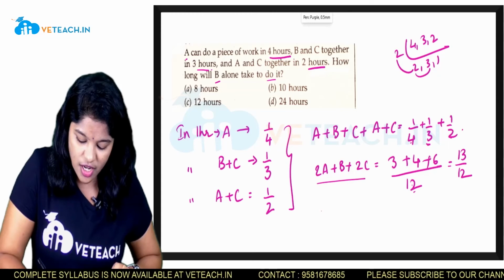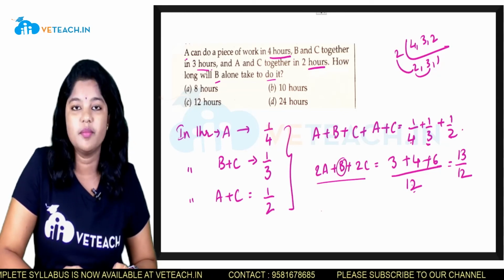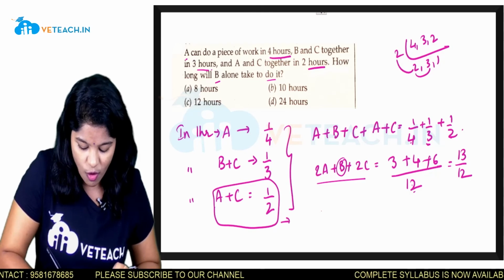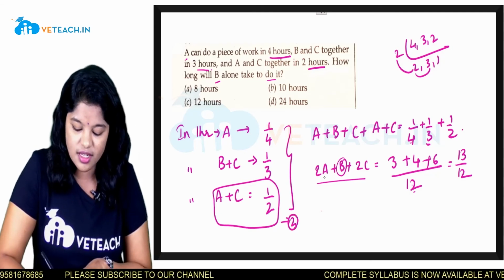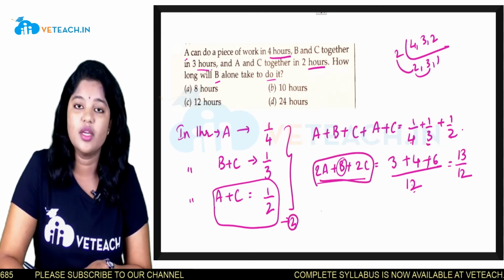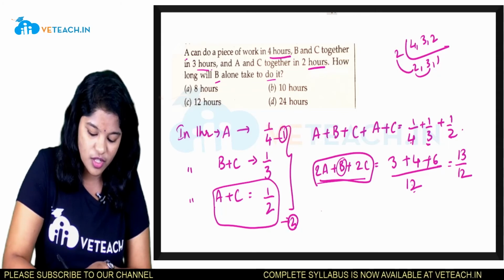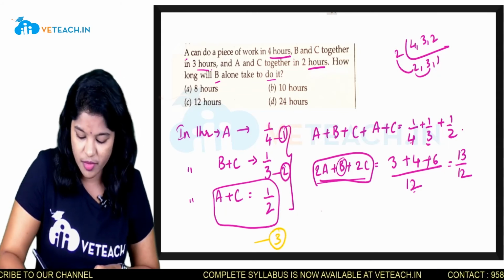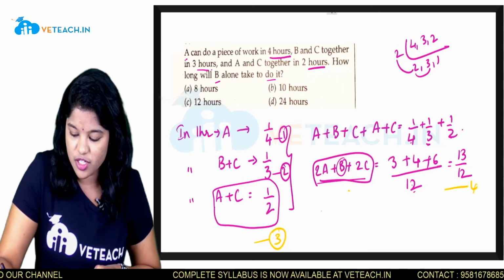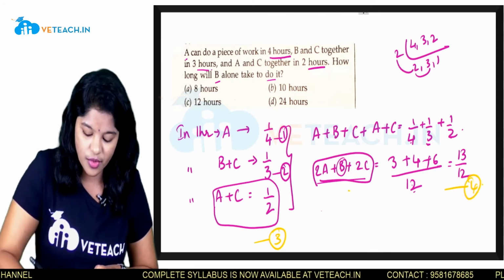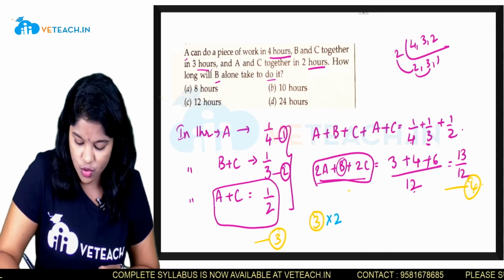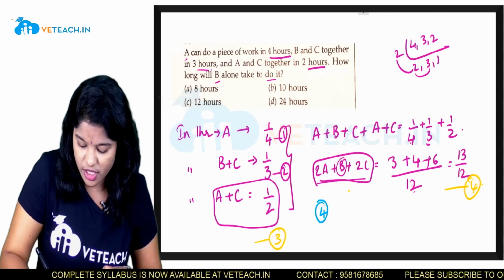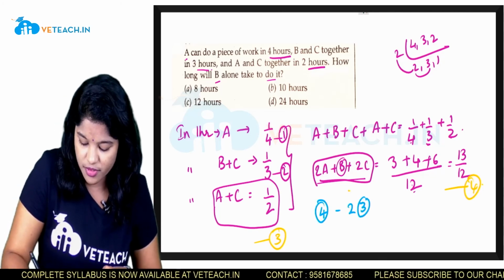From this equation, I want only the work done by B. So I am subtracting 2 times of the third equation from the fourth equation. So let this be equation number 1, let this be equation number 2, let this be equation number 3 and let this be equation number 4. So I am doing fourth equation minus 2 times of third equation.